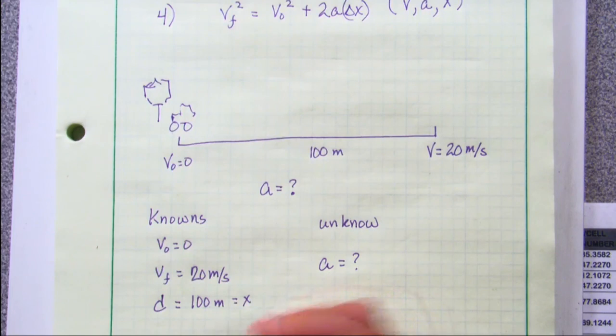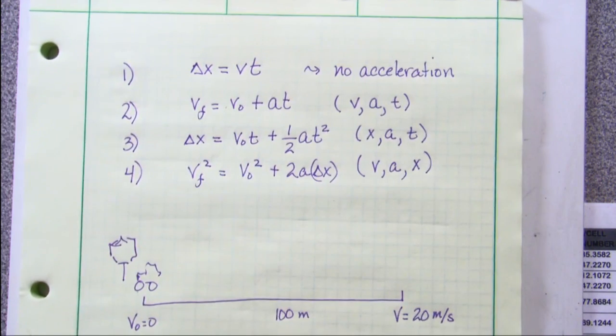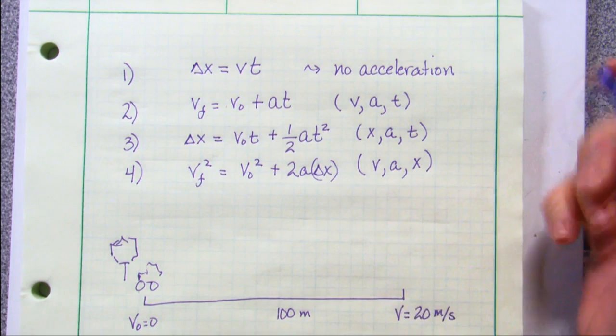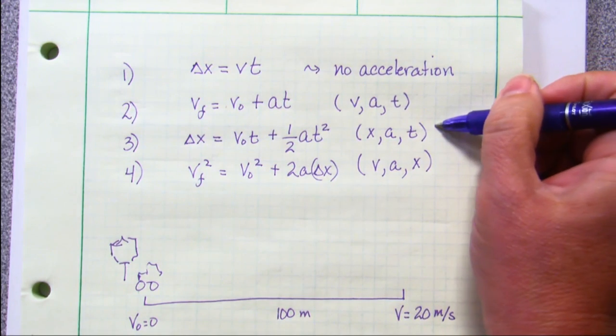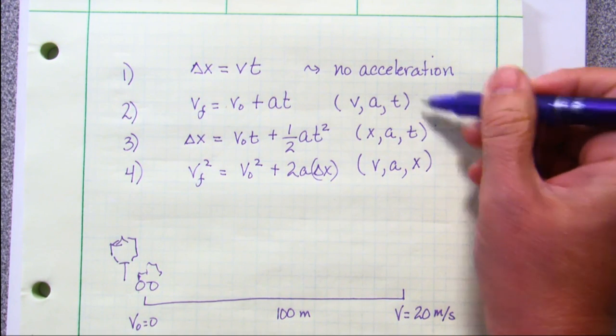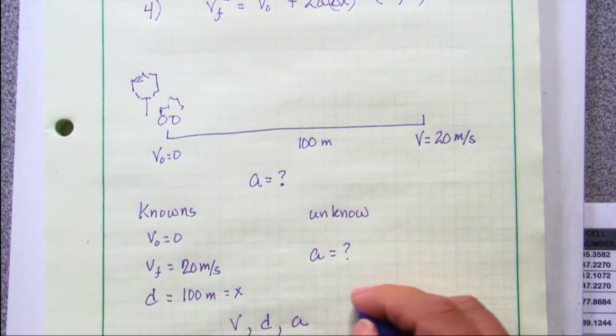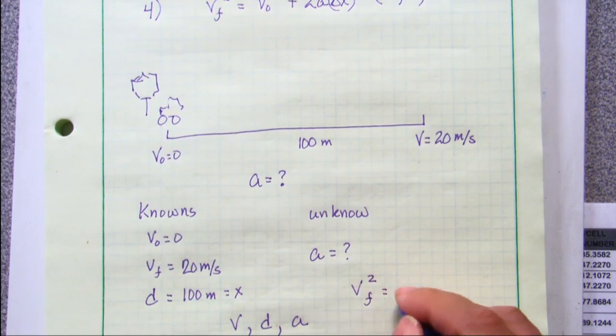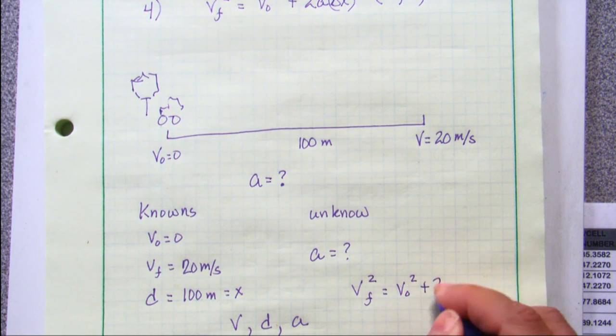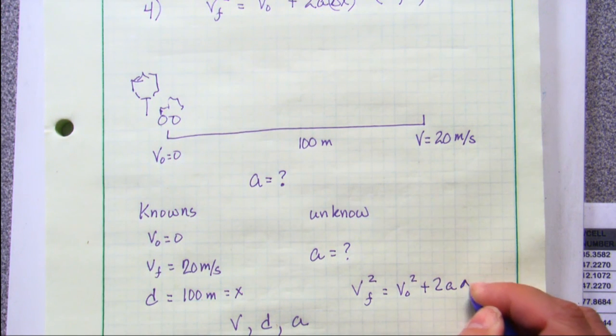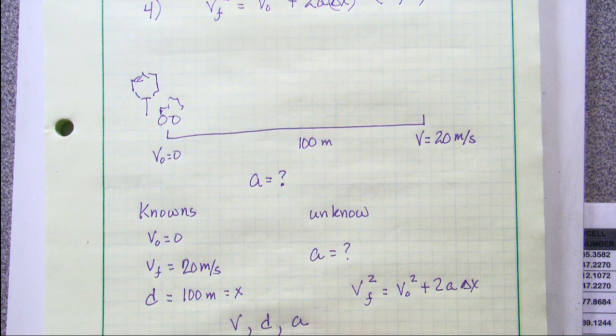So I'm going to need an equation that has a velocity, position, and a. Yeah, it's going to be number 4. But these two require time, so that's not going to work. So I'm going to use this one. v squared final is equal to v initial squared plus 2a change in x. Well, my change in x I already know.